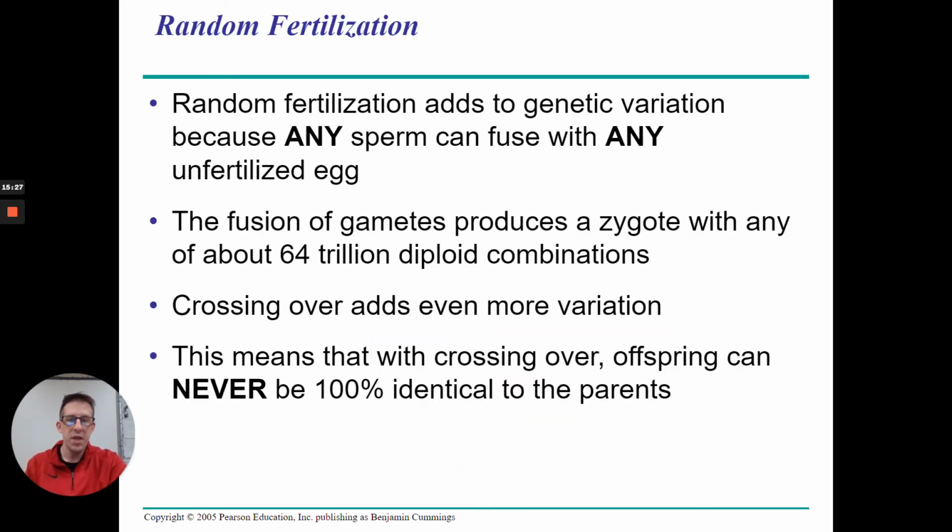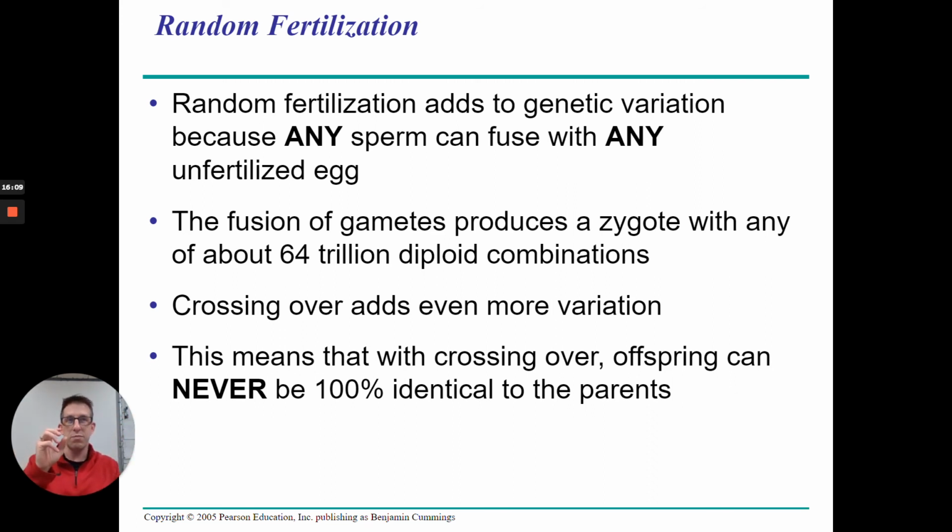sperm or egg. Okay. Finally, we have random fertilization. Random fertilization adds to genetic variation because any of the sperm that a man makes can fuse with any unfertilized egg that a woman makes. And we have no clue what combination of genes it got in the sperm, and we have no clue what combination of genes it got in the egg, and then we have no clue which sperm is going to be possibly used to fertilize the egg, and we have no clue which egg is going to be used to make the baby.